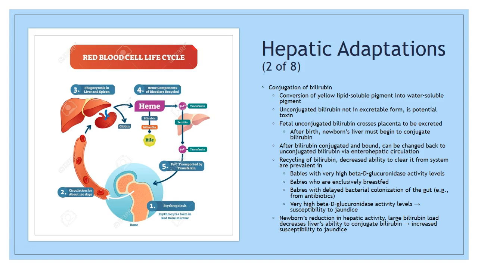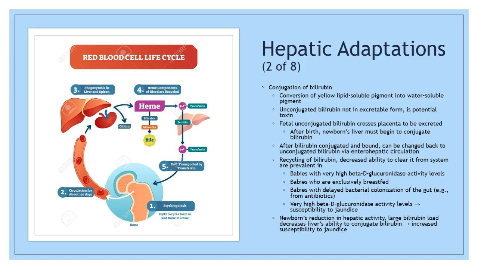And once they've used up their lifespan, phagocytosis in the liver and the spleen will help break down those red blood cells, and they break down into a couple of different parts. They break down into the heme, or heme, I'm not sure how you say that actually, and into globin. And then in the fourth step, the heme components of blood are recycled.